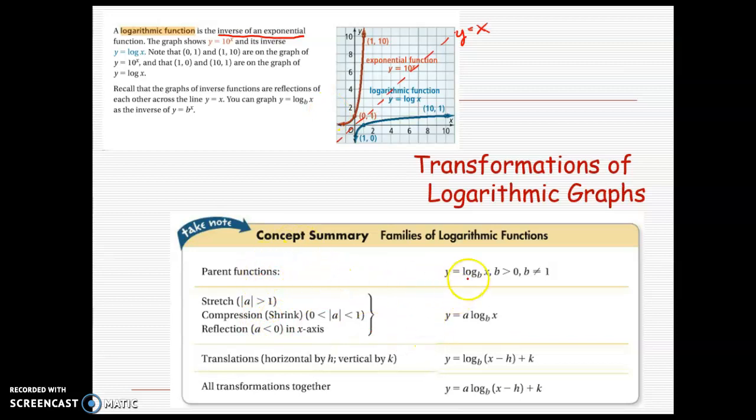Okay. Your parent function is log base b of x. And here's how they move. A stretch out front would have an a in front. That would stretch it up farther. The compression would lay it down a little bit. Reflection would turn it over the x-axis. Translations, again, same thing as before. This moves it right to left, and it's the opposite sign. This moves it up or down, and it's the same sign if it's outside parentheses.